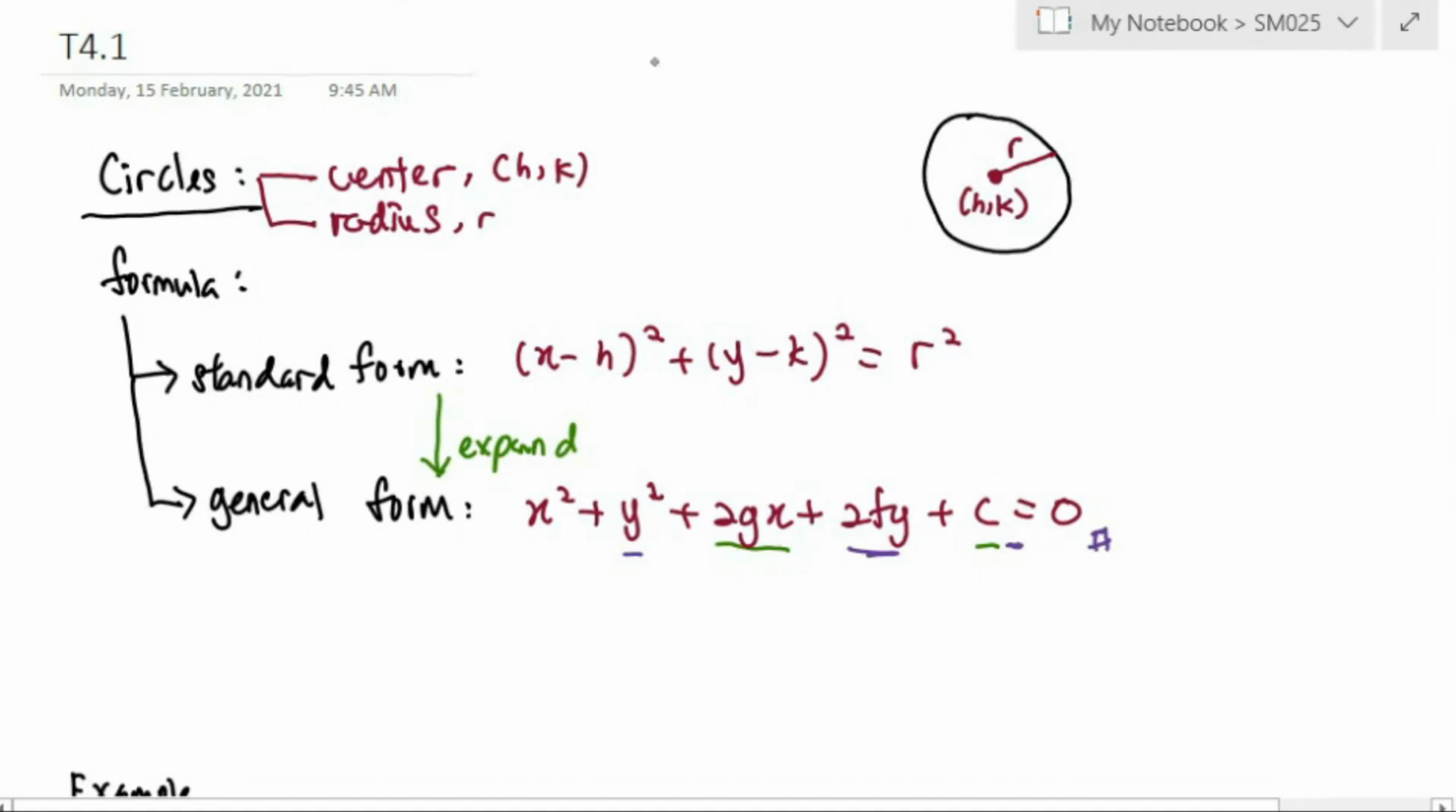While standard form, you will put in the bracket like this. Okay, so from standard form, if you want to get to general form, you can expand it. Okay, so when you want to go from general form back to standard form, you can complete the square. Okay, so that is our basic idea here. How we get general form, how we get standard form. So again, from standard form, we can expand to get general form. From general form, we can complete the square to get standard form back. All right.